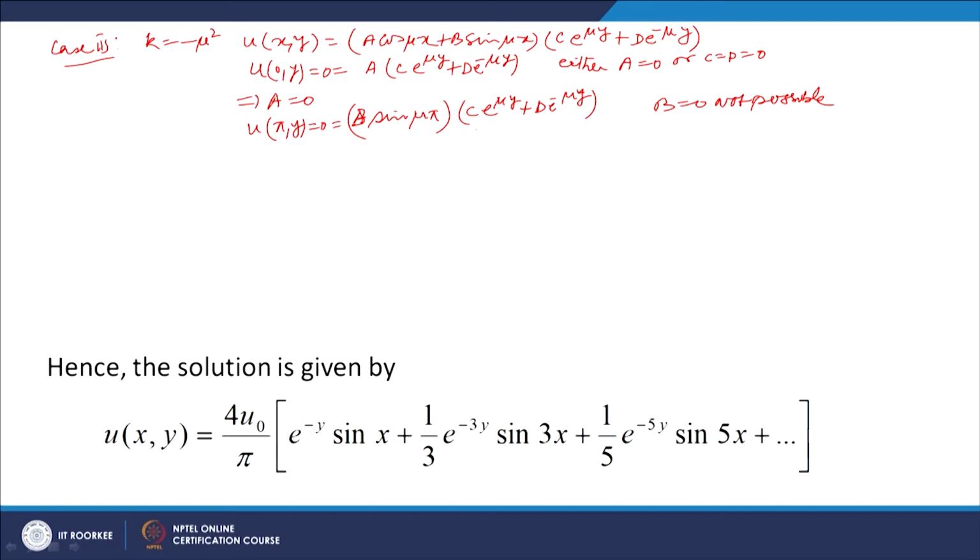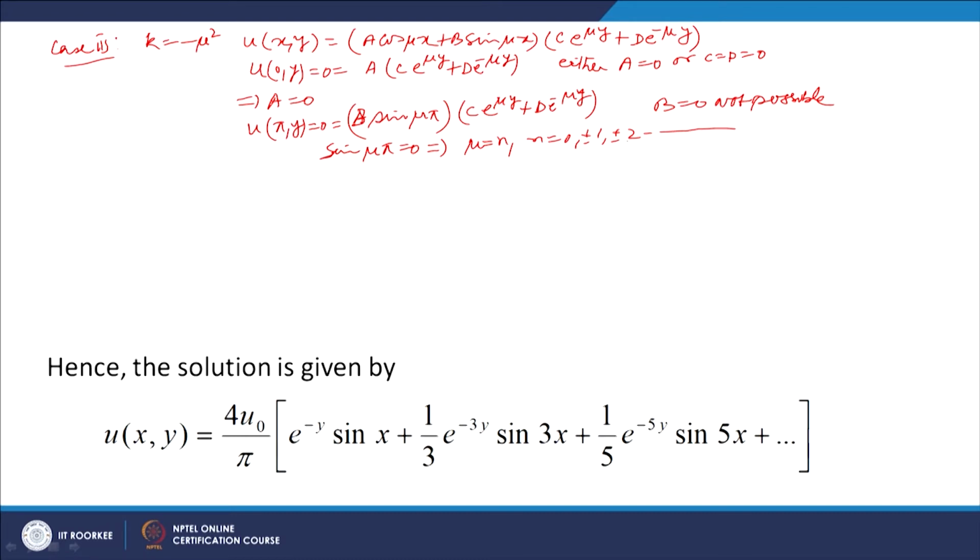So, what will happen? Sin mu pi equal to 0, which gives you mu equal to n, and n taking values 0, plus minus 1, plus minus 2, and so on. Now, here if your n is equal to 0, mu equal to 0, mu equal to 0 means k equal to 0, k equal to 0 is not possible. So, n equal to 0 cannot be taken.